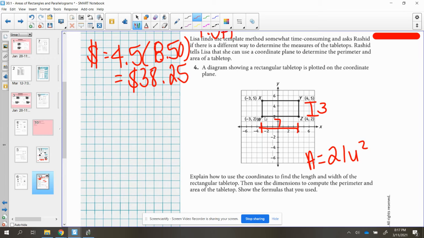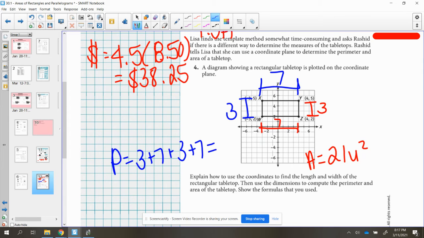Now, another thing that you may be asked for is the perimeter, right? The perimeter of a figure is found by adding up all 4 sides. So all 4 sides here, the perimeter would be 3 plus 7 plus 3 plus 7 for a total of 20 units. Now notice perimeter is units, area is your units squared, okay?